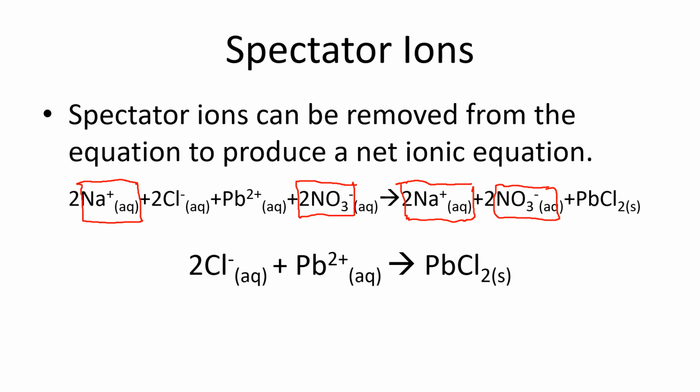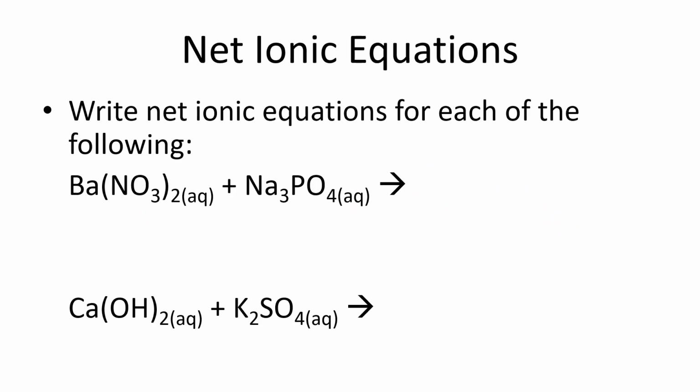And so what we can do is we can eliminate the spectator ions, the ions that didn't change, didn't bond with anything. And what you're left with is called a net ionic equation. And so you're left with the 2 chlorines, the 1 lead, and they came together and made this new compound that's a solid because they're bonded. And that's the actual reaction that took place. So in order to do that, what we can do is just complete the reaction as normal, and then you can identify the spectator ions and remove them.